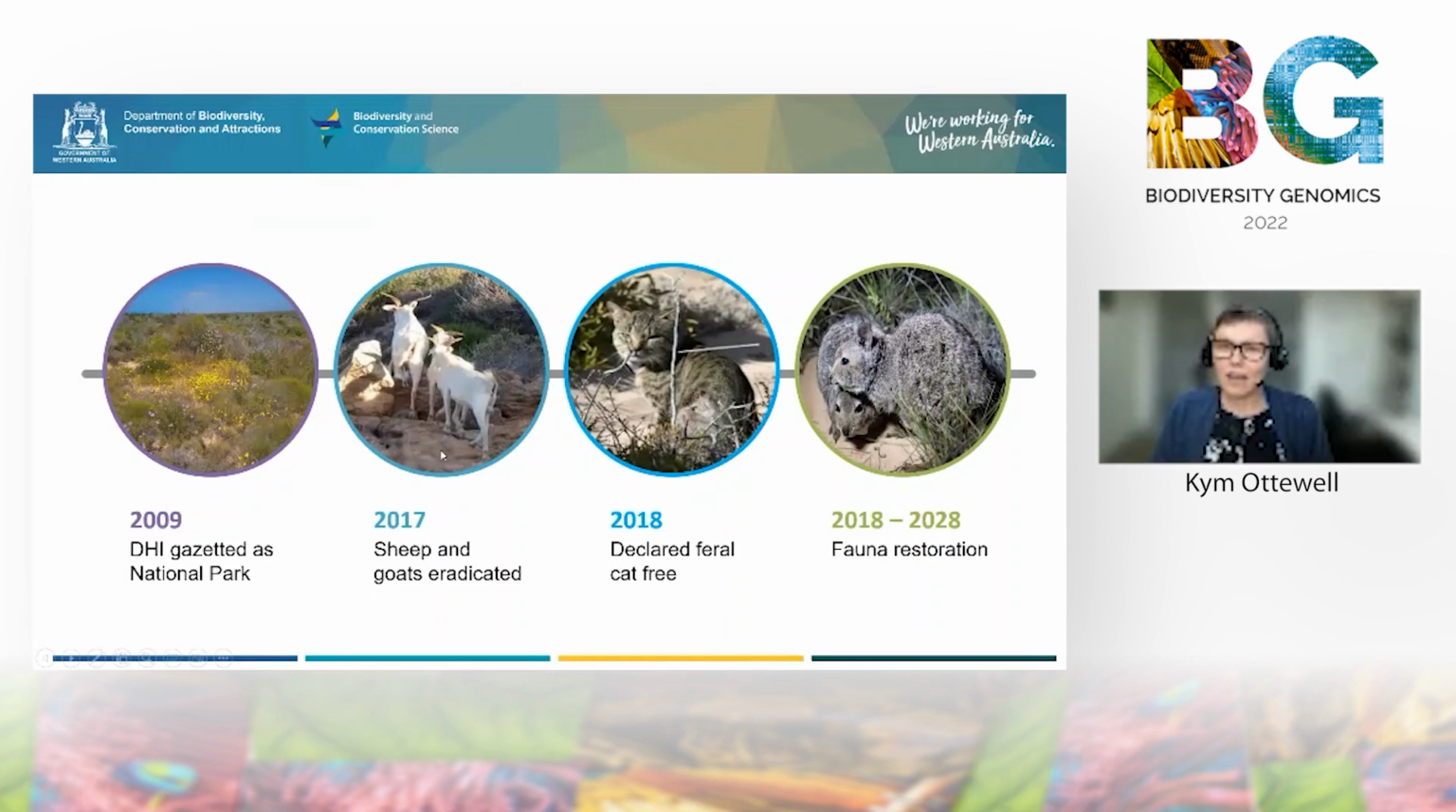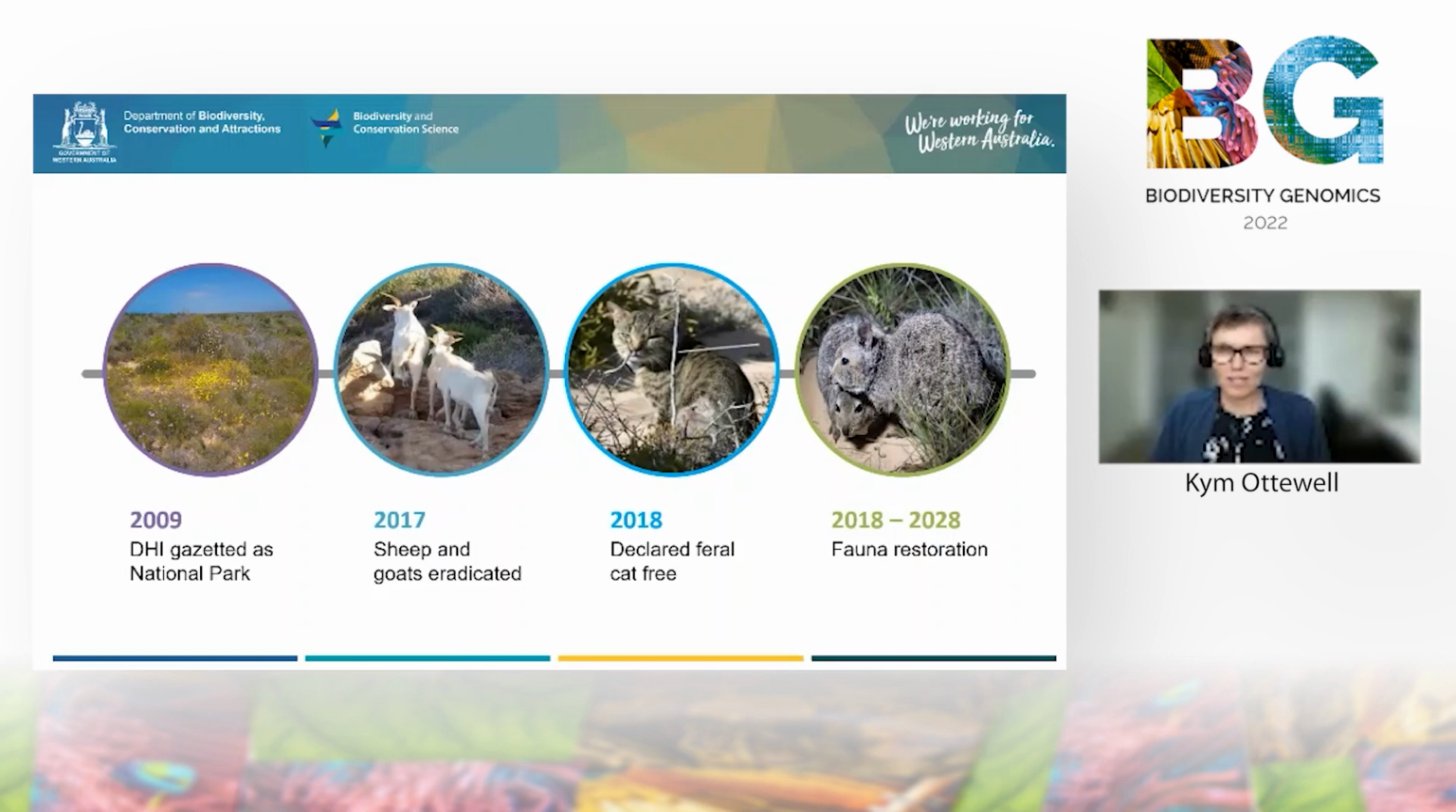So the aim of the Ecological Restoration Project on Dirk Hartog Island was to restore the island to its original condition that the explorer Dirk Hartog would have experienced when he came ashore in 1616. And this involves the reintroduction of 12 mammal species and 1 bird species back onto the island.